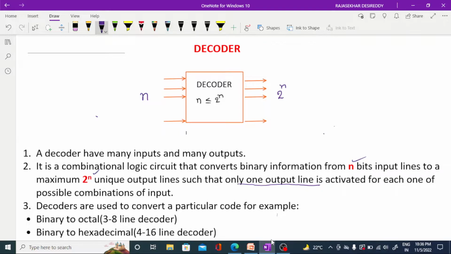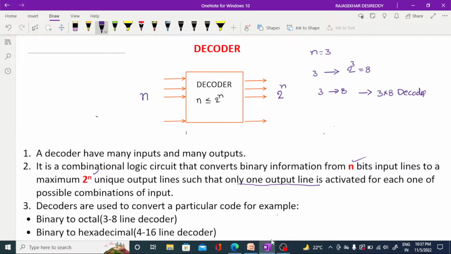Now let us see what is this n bits and what is this 2 power n. That is n input lines and 2 power n output lines, and we mentioned it as a maximum of 2 power n. For example, if n is equal to 3, that means 3 are the input lines, and the output lines are 2 power n, that means 2 power 3, that means 8. So 3 inputs and 8 output lines. This is nothing but a 3 to 8 line decoder.